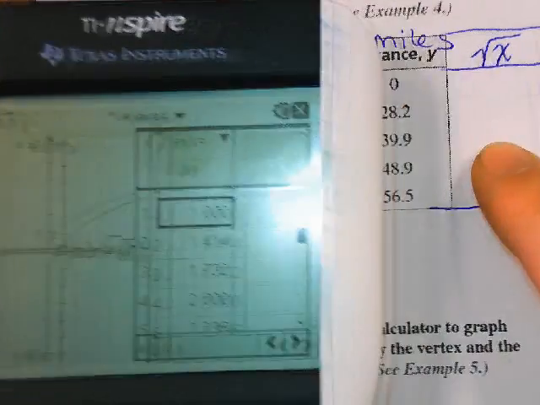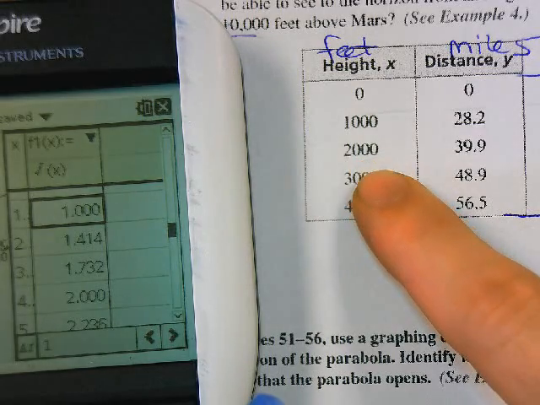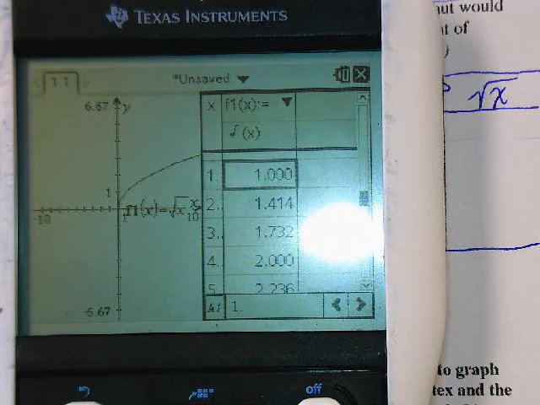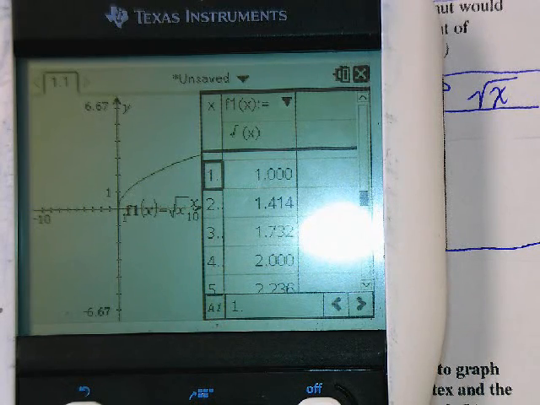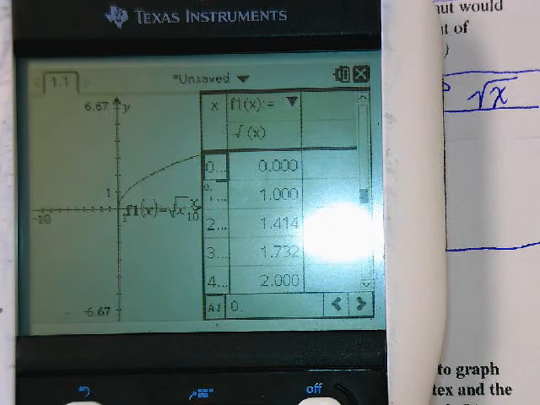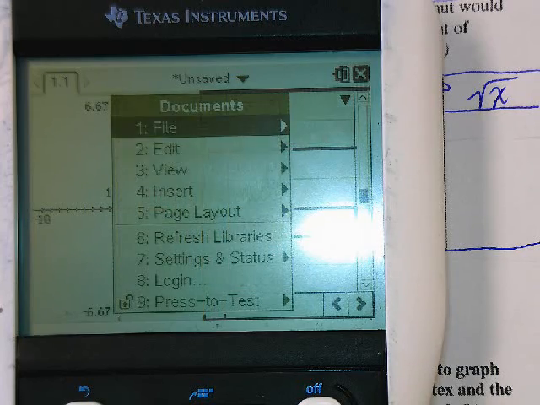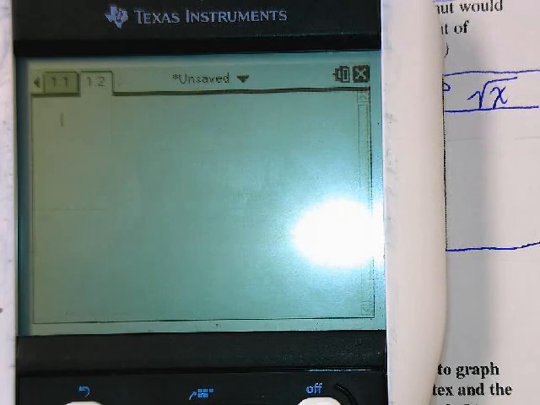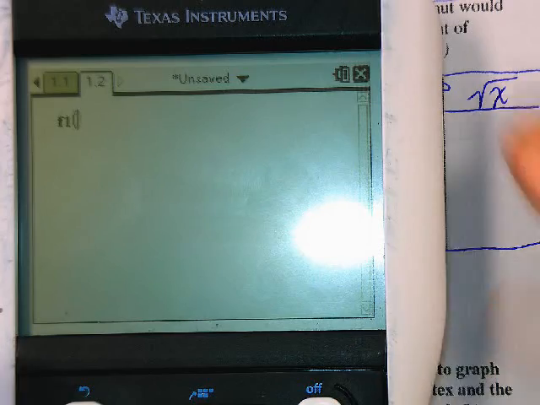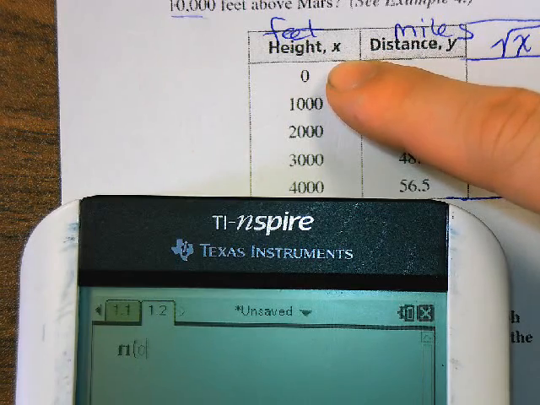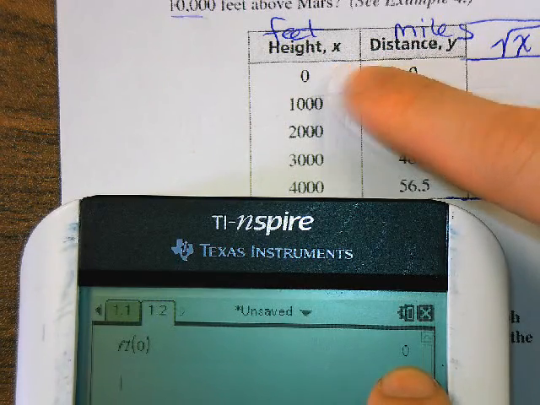So the x values they give you are 1,000, 2,000, 3,000, and 4,000. To get to 1,000, it's not going to let me just get all the way down to 1,000. So what I'm going to have to do is go to Document, Insert, a Calculator, and I'll just type in F1 instead. So I'm going to use all of these x values. The first one is 0. F1 at 0 is 0. So that's what I'm going to write here.